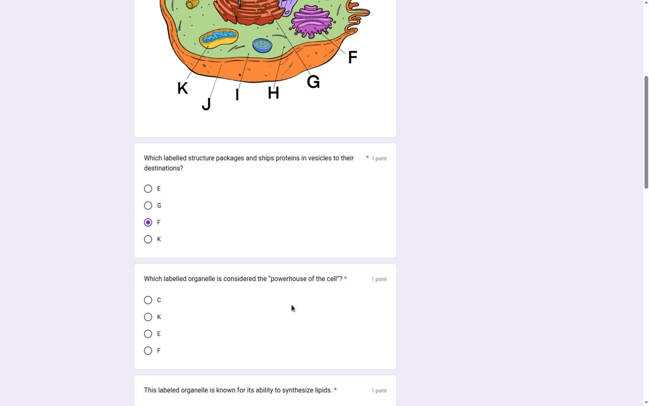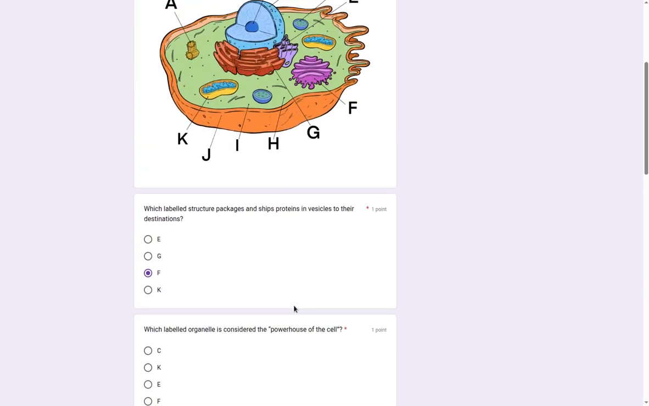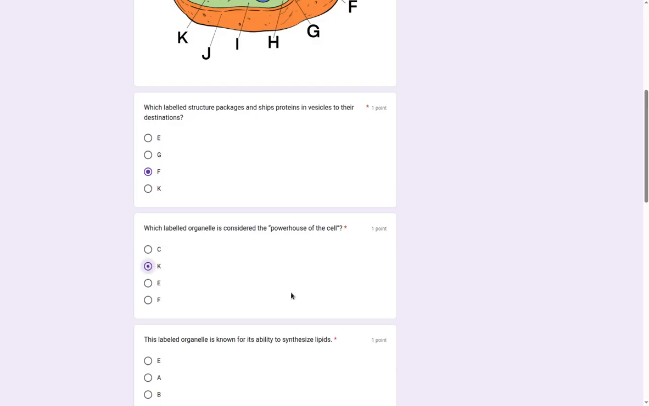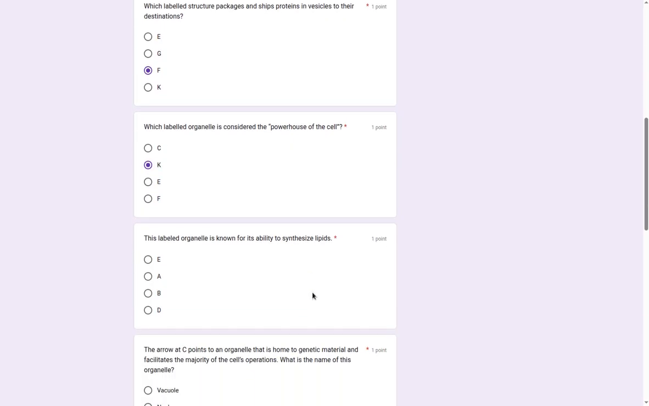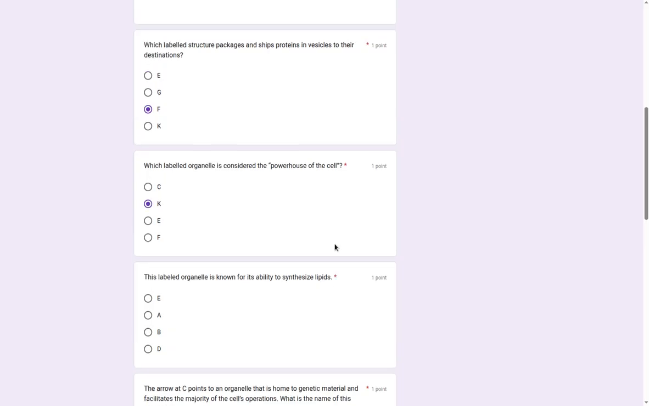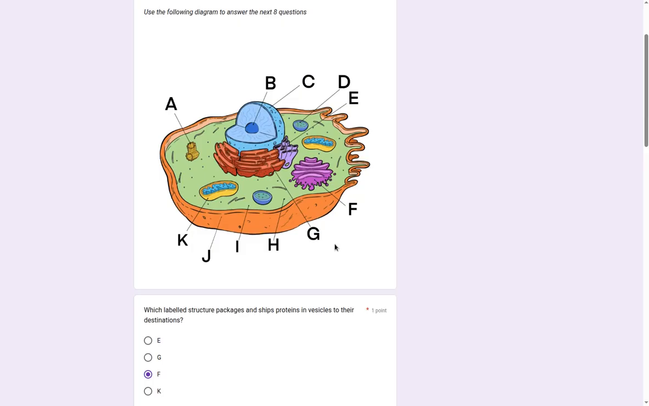Which labeled organelle is considered the powerhouse of the cell? I think that's the mitochondria, K. That's the only thing I know. This labeled organelle is known for its ability to synthesize lipids. Okay. It's a bit strange. Let's see.